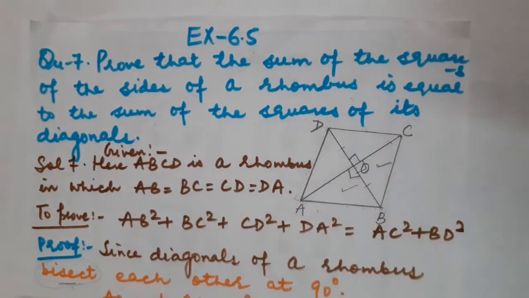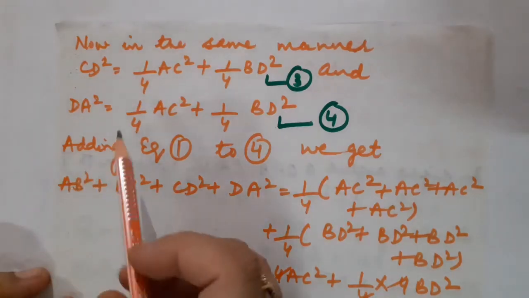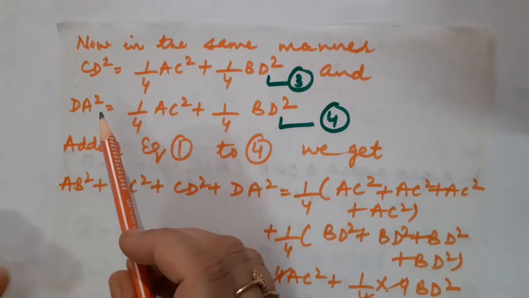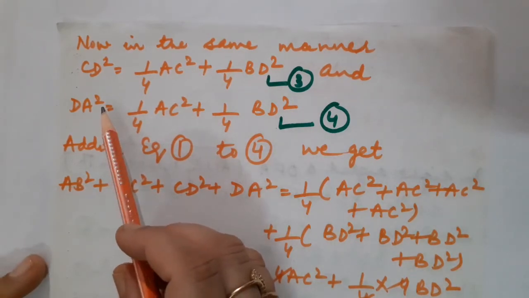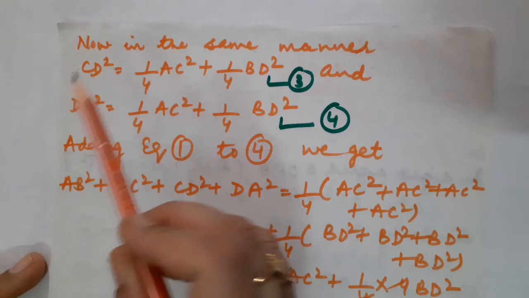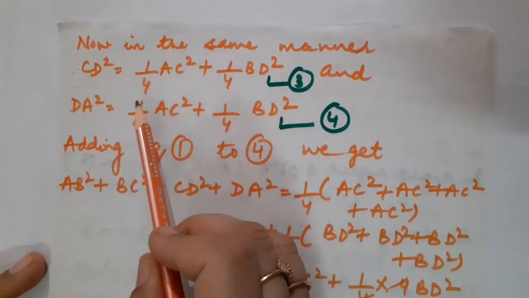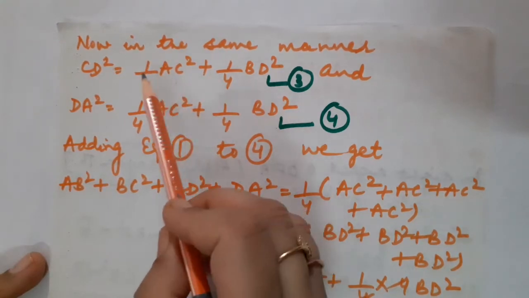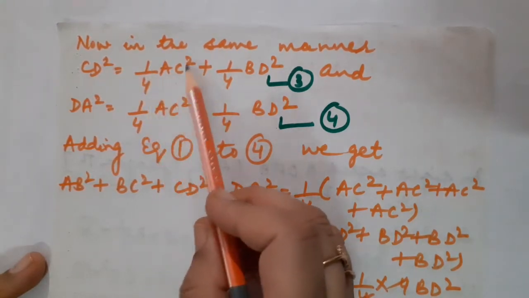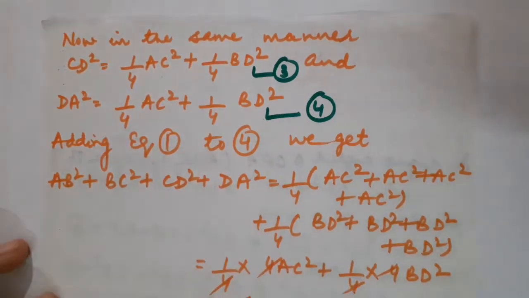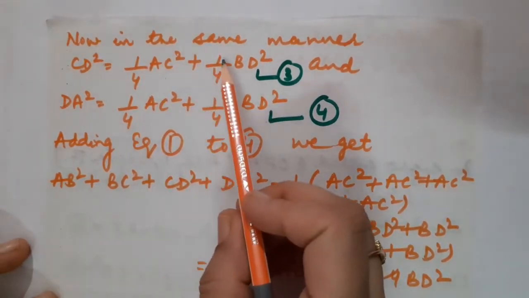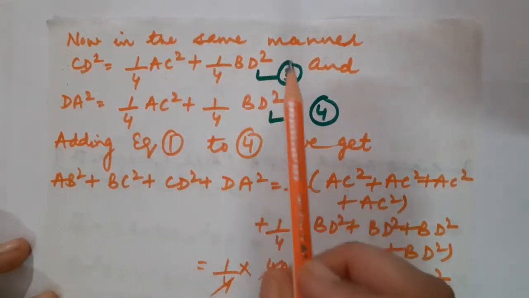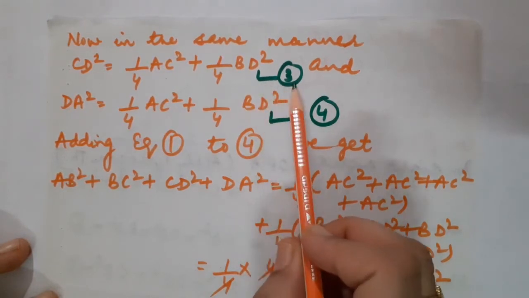Got it? So when I applied Pythagoras theorem in triangle COD, I have got CD square is equal to CO square plus OD square. You know that CO is half of AC. Correct? So the whole square will become 1 by 4 AC square plus, similarly in place of OD square, I can write half of BD whole square. So it would become 1 by 4 BD square. Correct? So let it be considered as equation number 3.